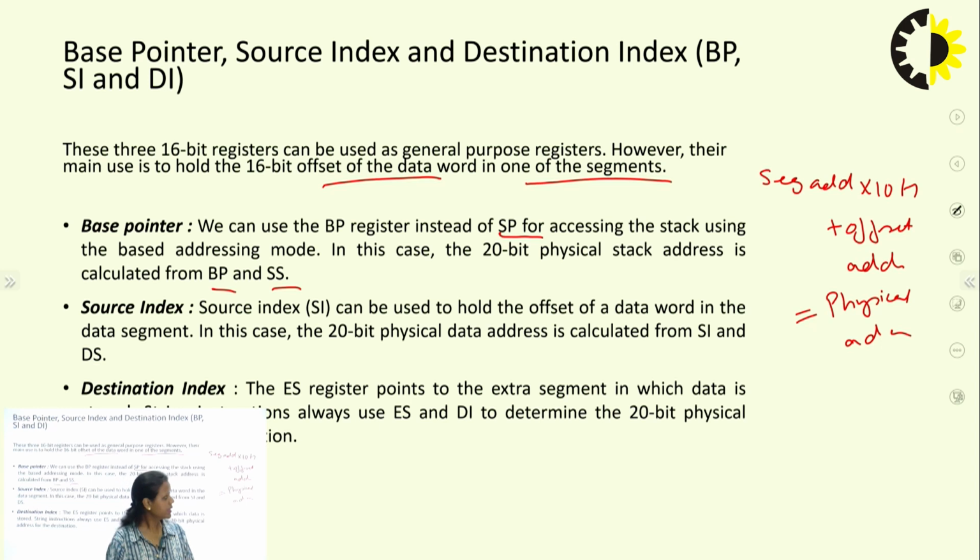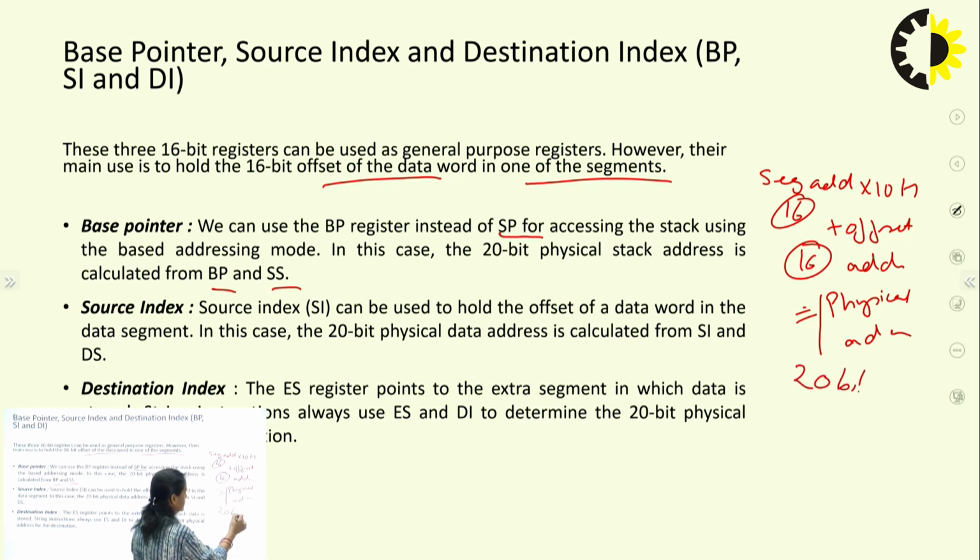The segment address is 16-bit and the offset address is also 16-bit. So by using a 16-bit address and a 16-bit address, we can create a 20-bit address, right? Because here we have 20 address lines, so we can calculate the 20-bit address.